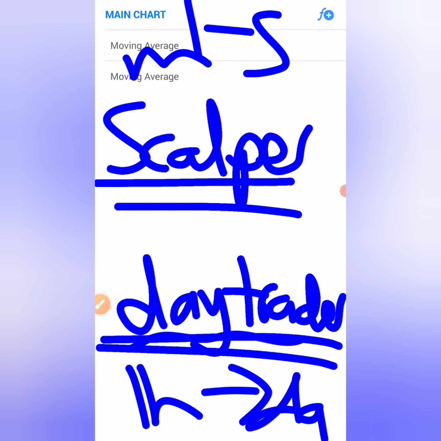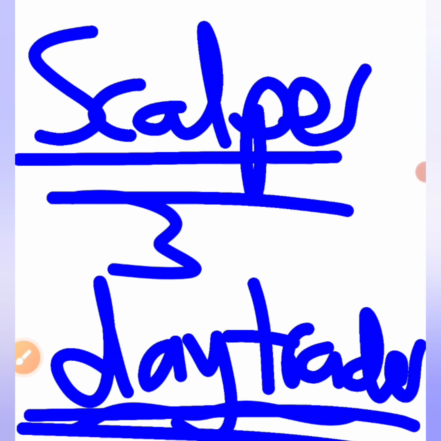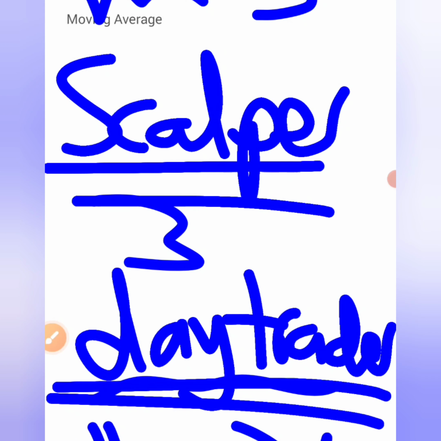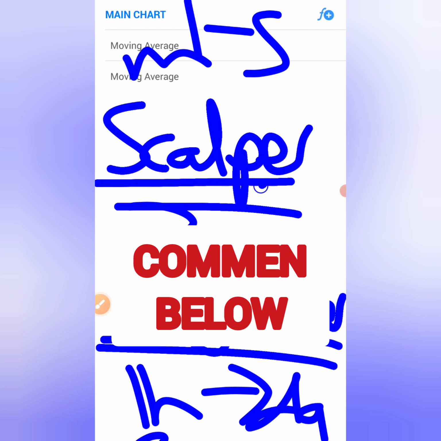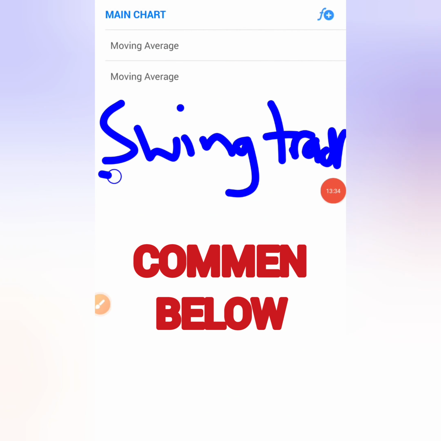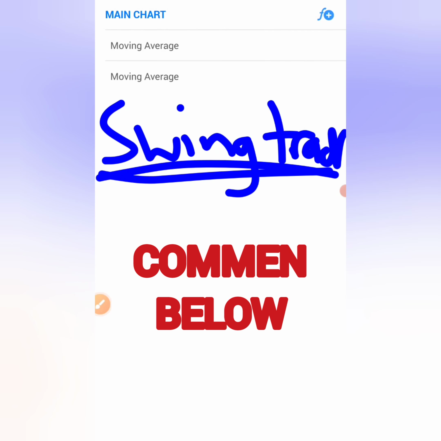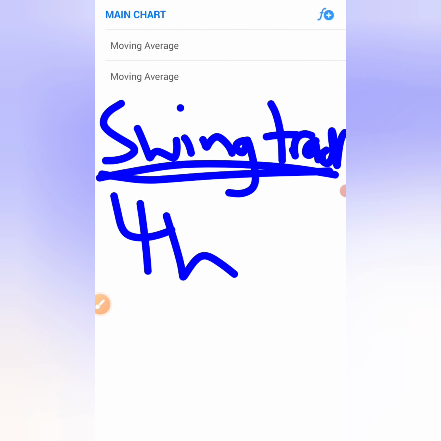So depending on which type of trader you are, you must use specifically 3 time frames as a scalper and also 3 time frames as a day trader, and they are all different for each type of trader. So comment below, are you a scalper or a day trader, or are you a swing trader? These are types of traders who hold trades for 4 hours or even up to weeks or months.